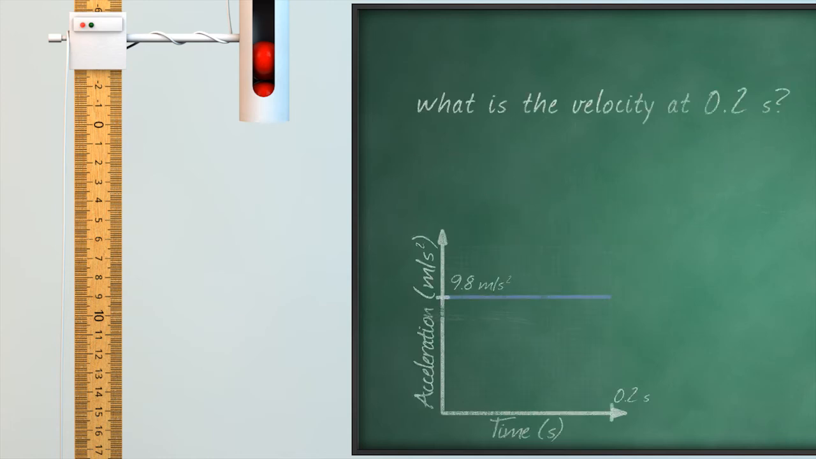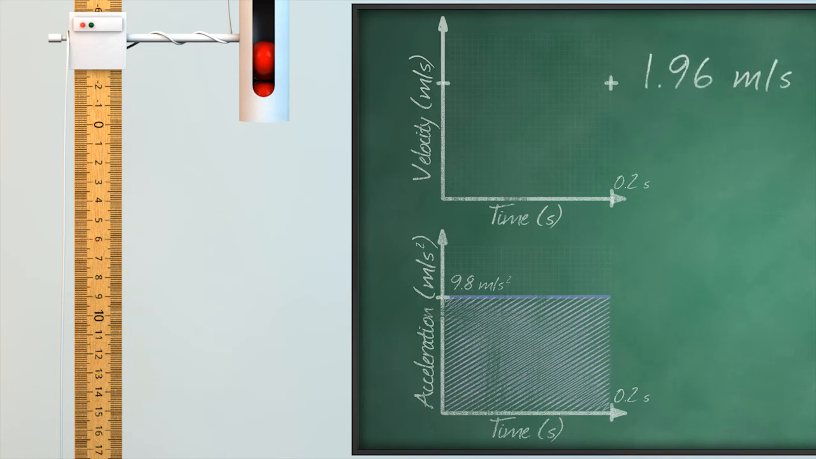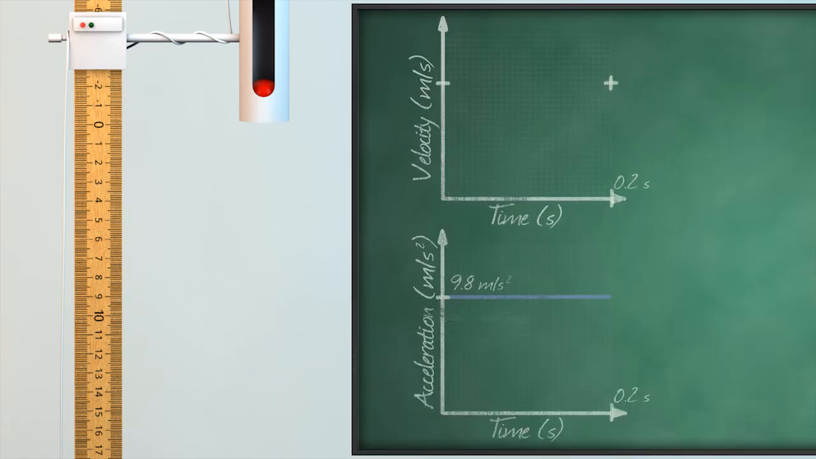What is the velocity at 0.2 seconds? In the acceleration graph, we have a rectangle, so we could find the area by simply multiplying the base by the height. In this case, the base is 0.2 seconds, and the height is 9.8 meters per second squared. So we can do 0.2 multiplied by 9.8 is equal to 1.96 meters per second. Let's check our result against the experiment. Excellent, we were right.